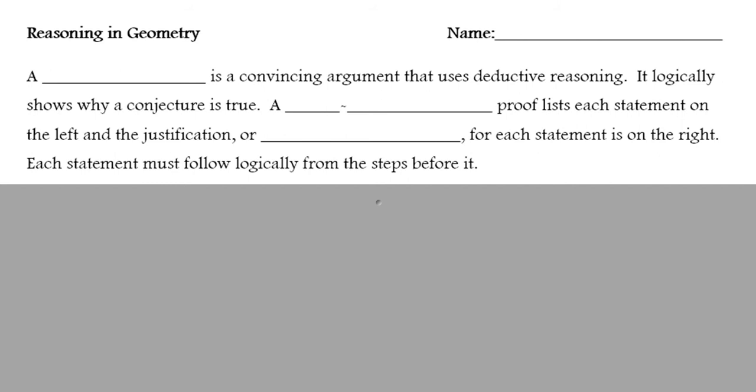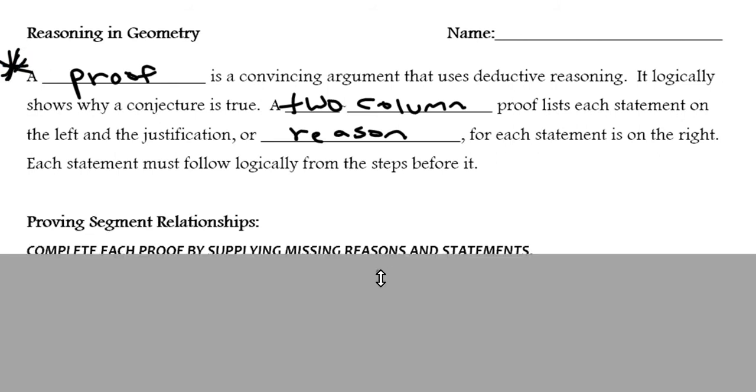Okay, so a geometric proof or a proof is a convincing argument that uses deductive reasoning. It logically shows why a conjecture is true. A two-column proof is what we're going to be working on. And that's going to list a statement on the left and the justification or the reason for each statement on the right. You don't need to have this in your notes at all. This is just an introduction to what we're doing.